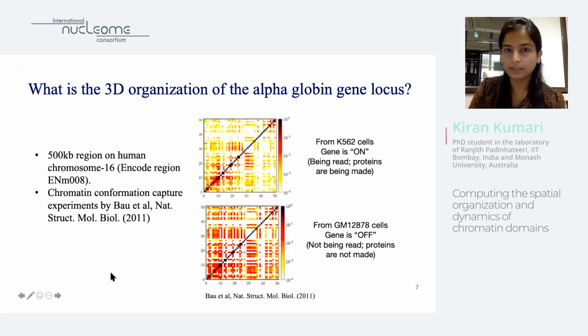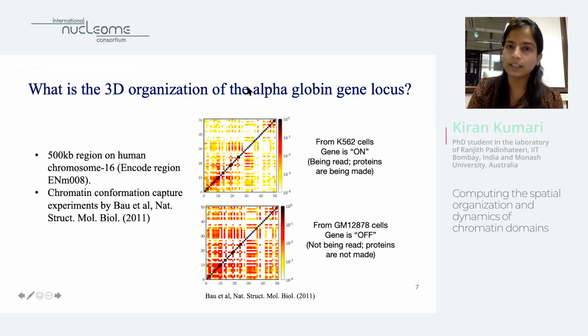We applied this inverse algorithm to the alpha globin gene, which is a 500 kilobase long region in human chromosome 16, and this is the ENCODE information. We have taken the contact probability from the 5C data from Bao et al. for two cell lines: K562, where the gene is on and the protein is made, and this is the contact probability for the on state of alpha. Similarly, we have taken the off state from GM12878, and this is the contact probability representing the off state of the alpha globin gene in this cell line.